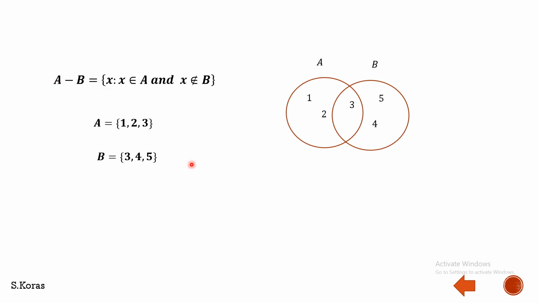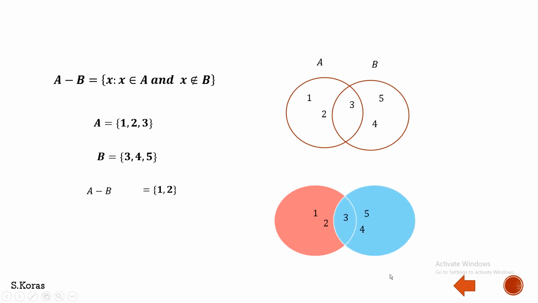Right. Now let us try to find A difference B. So our A difference B is nothing but 1 comma 2. As I told you, I write the elements which are present in A but not in B. So the elements present in A are 1, 2, 3, and the one which should not belong to B is 3. So we have to remove 3. So the answer is 1 comma 2. This is A difference B. This is our A difference B area if you consider this. This is our only A part, right?